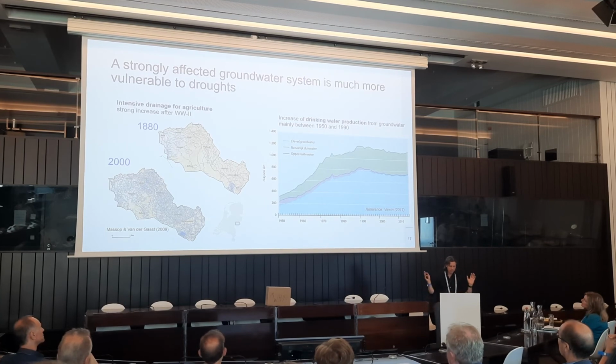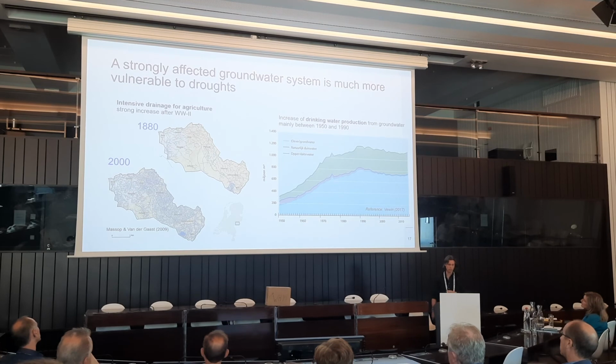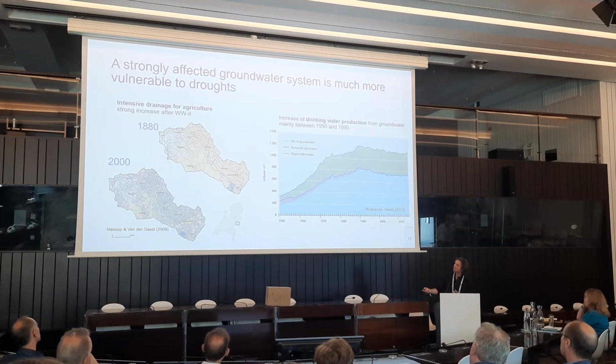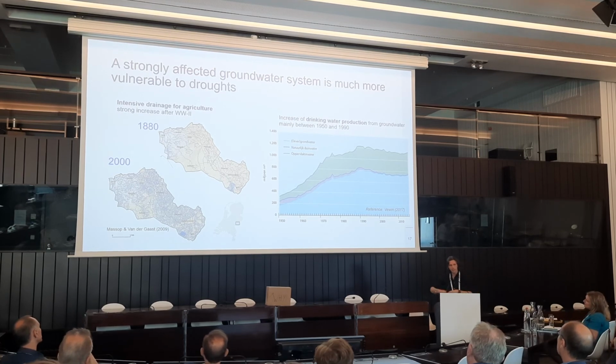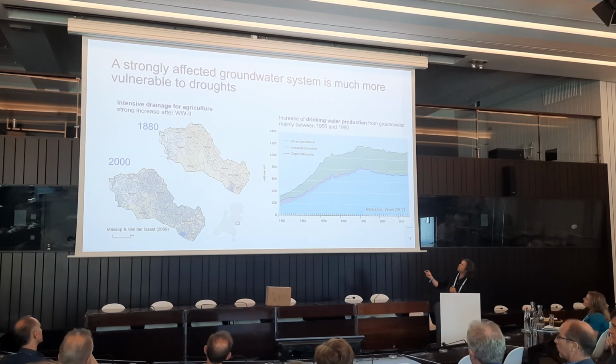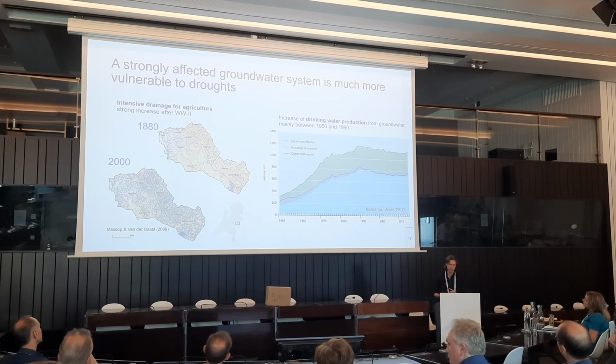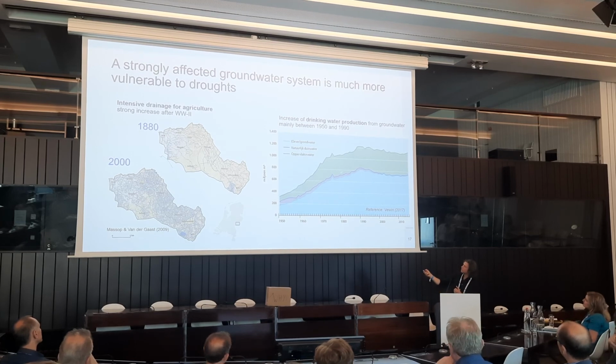Well, we did a lot of calculations, and this has been known for a couple of years, but a strongly affected groundwater system is much more vulnerable to droughts. And there are two main causes: the intensive drainage system for agriculture, a lot of ditches, especially after World War II. They drain the water very quickly to the sea. And also the increased use of groundwater for drinking water, increasing since the 1950s.